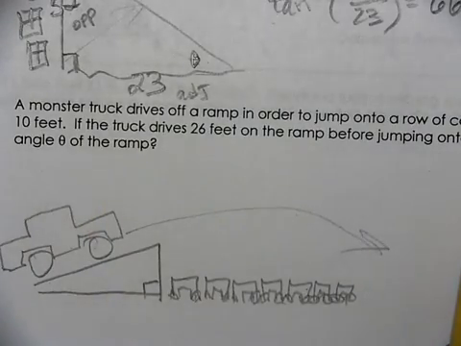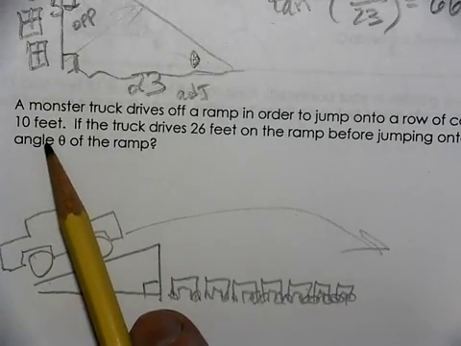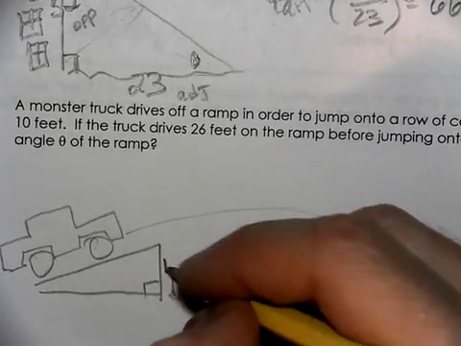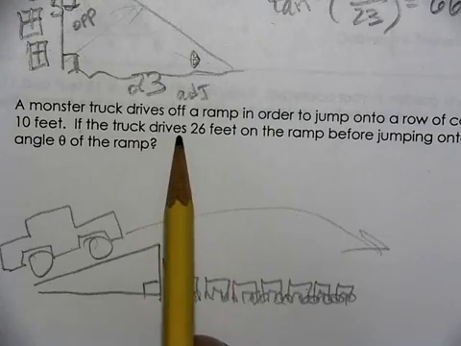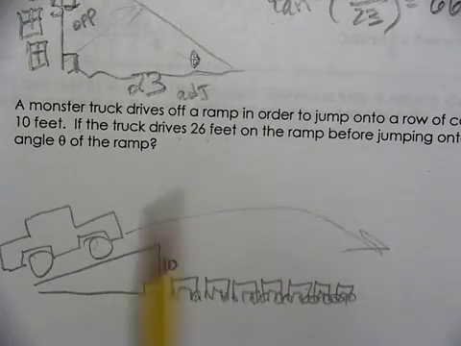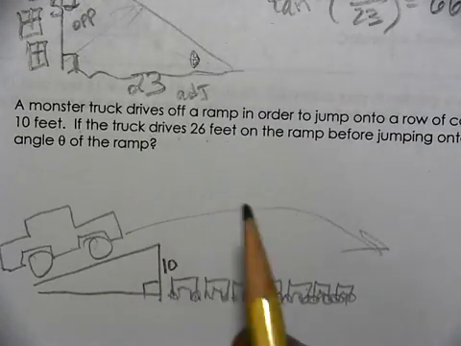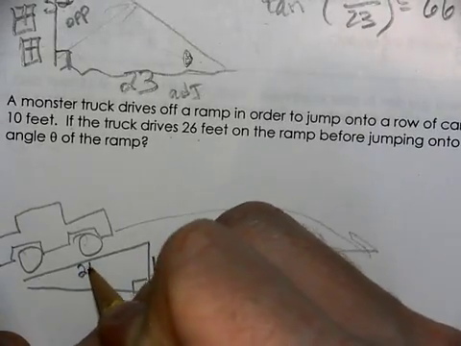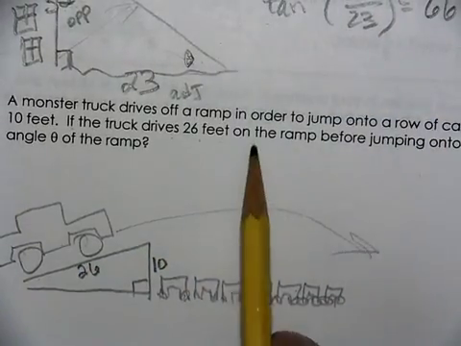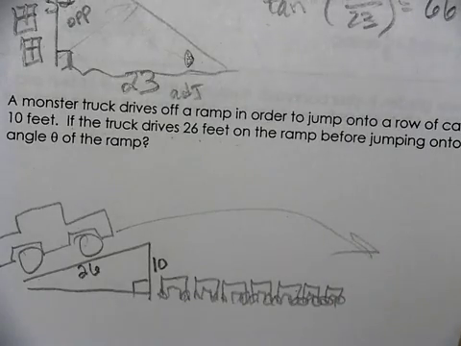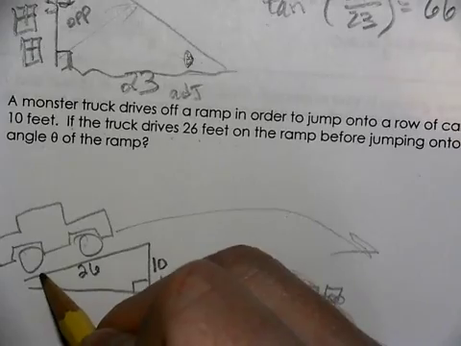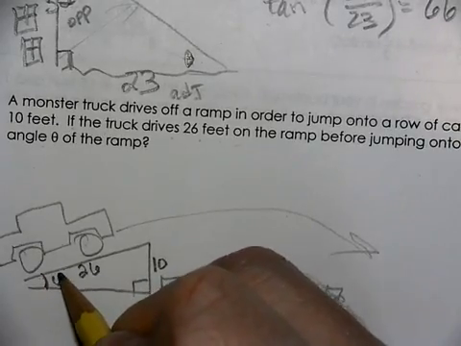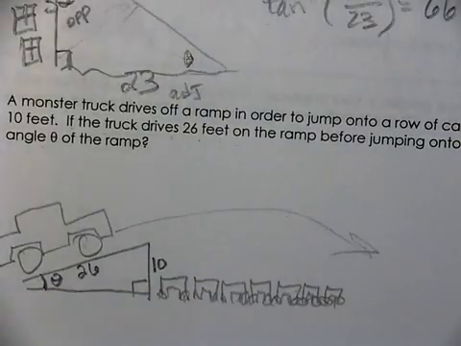So, the ramp has a height of 10 feet. So we're 10 feet high. The truck drives 26 feet on the ramp. So the ramp is considered to be 26 feet long. Before it jumps the row of cars, what is the angle of the ramp? Here is the angle that we're talking about. This is our theta. So which trig function are we going to use?